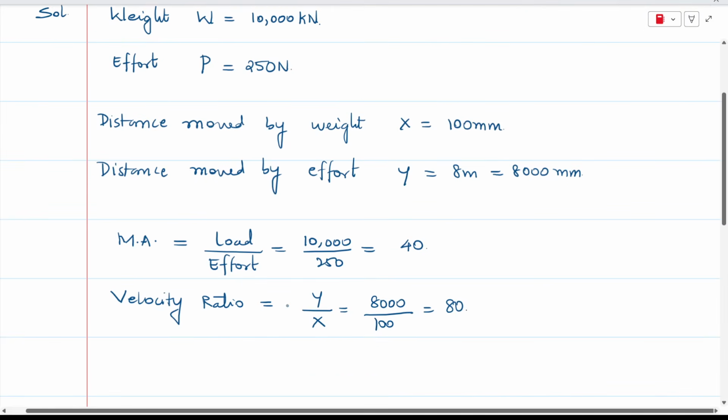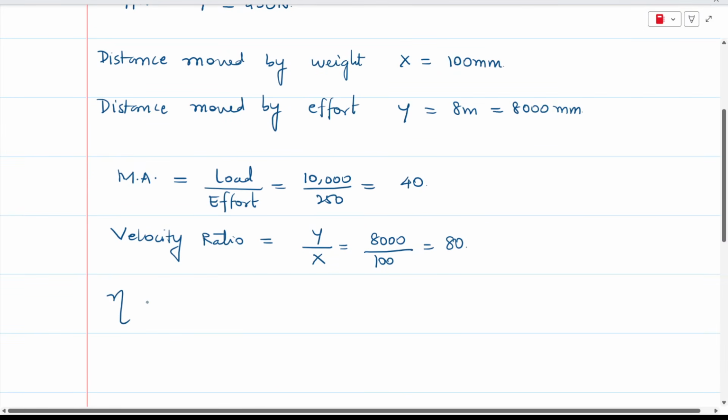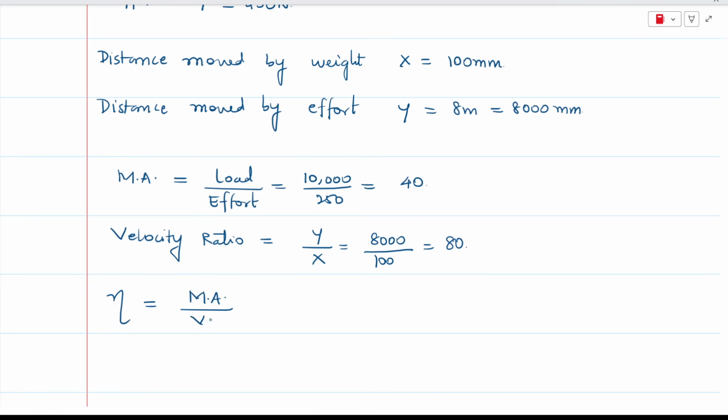And next is the efficiency. Efficiency is expressed as mechanical advantage by velocity ratio into 100%. This is 40 by 80 into 100. This is equal to 50% would be the answer.